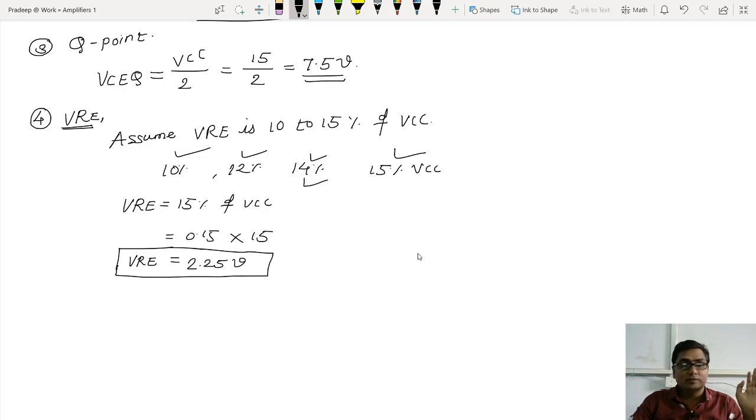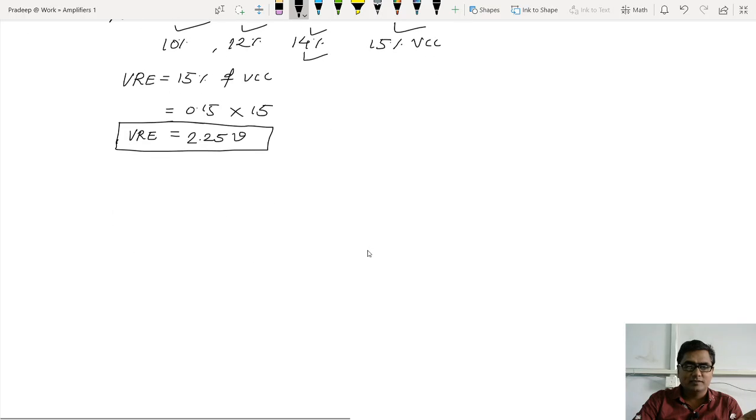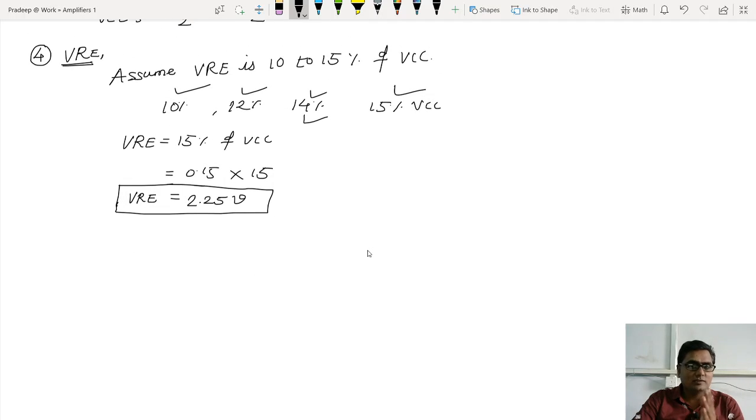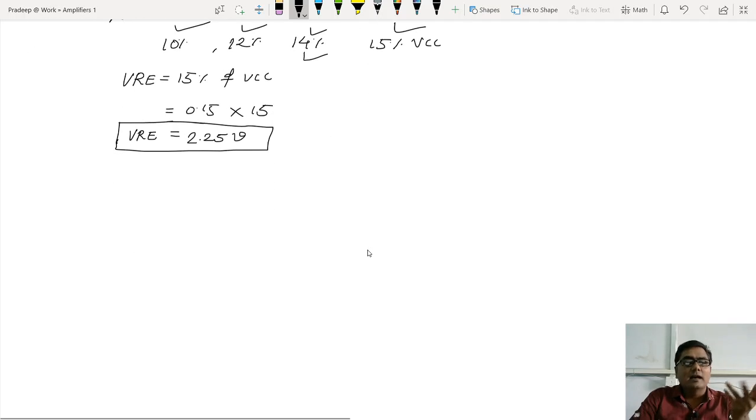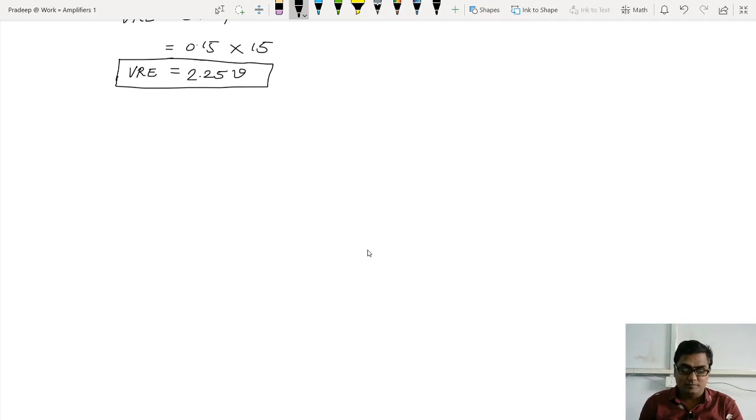Till now, what have we calculated? VCC, the Q point, and VRE. And we focused on the output part of the circuit. As we have focused on the output part, let us continue with the output part. Now the number, is it 4th or 5th? Let me check. Yes, it is 5th. I will do the RC calculation for the collector resistor.